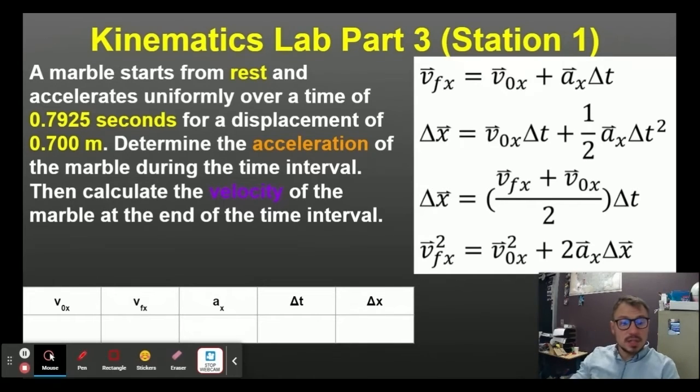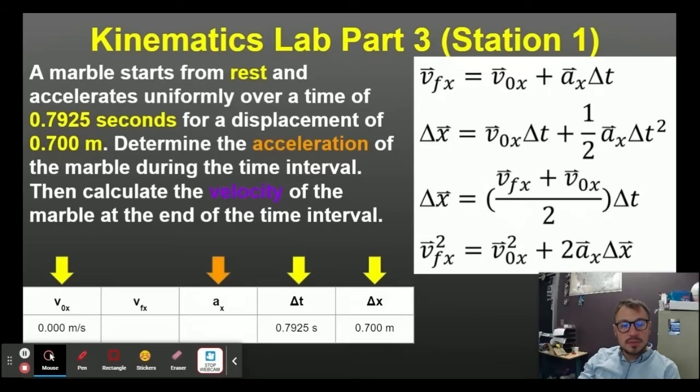The first thing I'm going to ask myself is, what am I being asked to find? I'm asked to find the acceleration. Then I need to ask myself, what 3 things do I already know? I know the initial velocity is 0 because it starts at rest. Then I know the time interval, the delta t, is 0.7925 seconds. That is the average time from those 3 time trials. And I know the displacement, that delta x, is 0.700 meters. So I can go ahead and keep track of those down there.